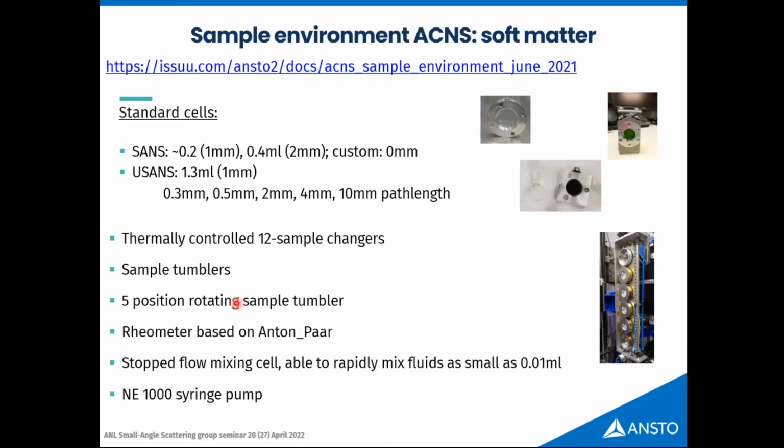It depends on availability, so we have to start the conversation in advance if we want something nice. But look, we're quite well equipped with temperature control. Here we talk about soft matter. Temperature control, tumblers, especially for USANS, tumblers are important when you rotate the samples, not letting them sediment. We have a rheometer, which is cool, stop flow cells, and so on and so on. So we have quite a set of things, and all of them are listed in our document online.